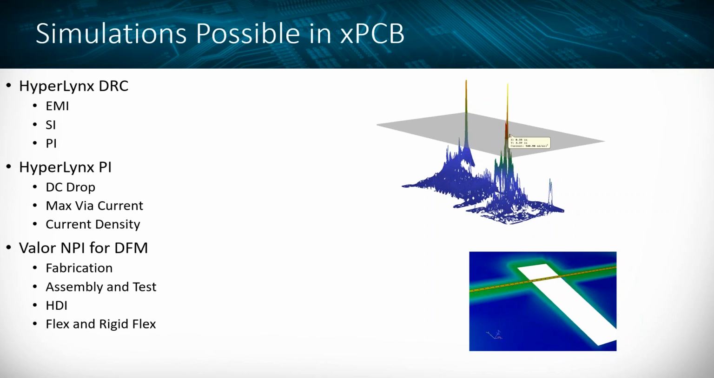And the last family of checks that we'll be talking about is Valor NPI for design for manufacture. Okay, so this is on the back end of the cycle of printed circuit board design, and we can check for fabrication issues, assembly and test, any HDI issues that might be involved, and then flex and rigid flex specific checks for manufacturing. All right, once again, I do not see any questions in the chat box. That's totally fine right now. But if you do have questions, please feel free to type those in there, and I'll hopefully get to those.